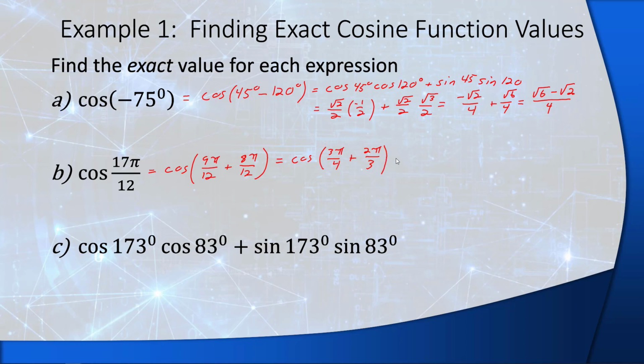Now we can apply the identity, and that will be cosine of 3 pi over 4 times cosine of 2 pi over 3 minus sine of 3 pi over 4 times sine of 2 pi over 3. Okay, well, the cosine of 3 pi over 4, that actually is the cosine of 45 in the second quadrant. So this is going to be negative root 2 over 2.